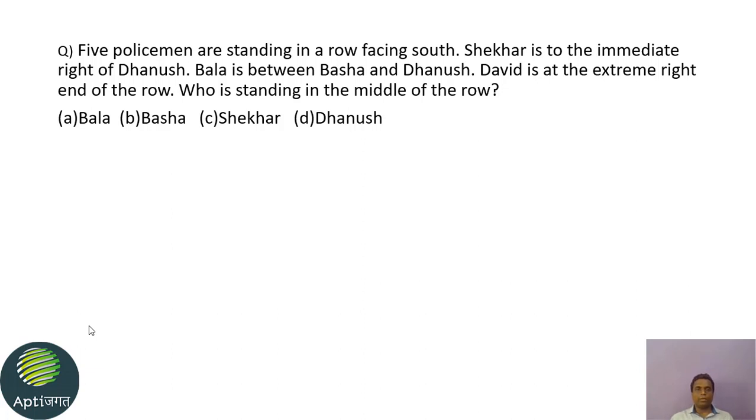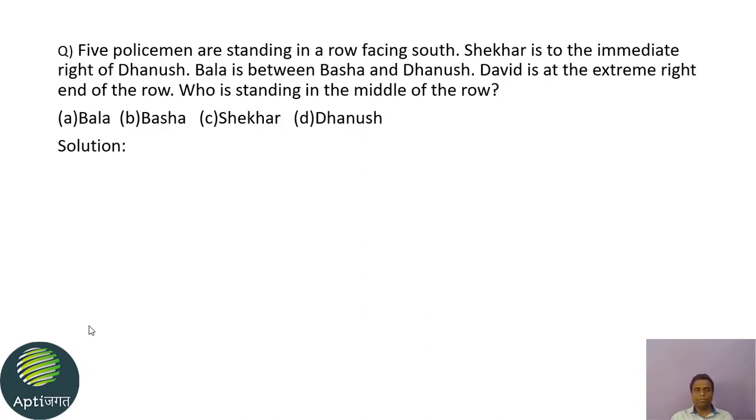Now we look at the final question of this chapter. Five policemen are standing in a row facing south. Shekhar is to the immediate right of Dhanush, and Bala is between Basha and Dhanush. David is at the right end of the row. Who is standing in the middle of the row? Okay students, now we will see the solution.